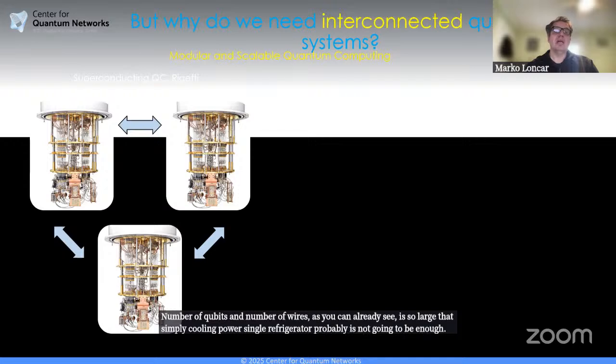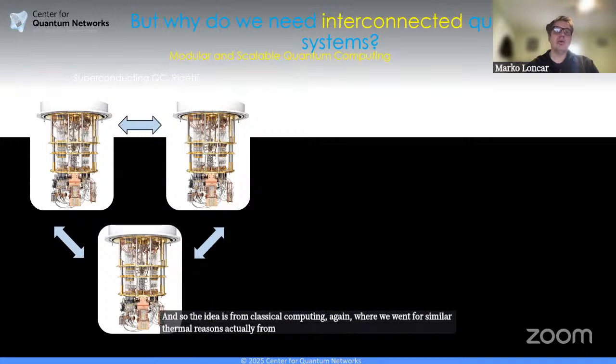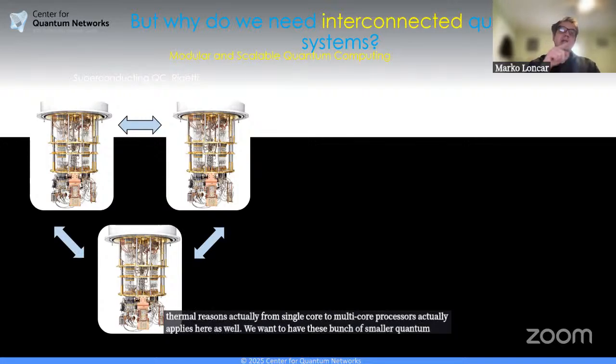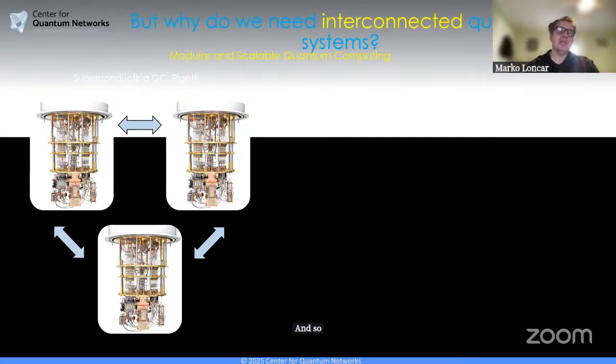And so the idea from classical computing, where we went for similar thermal reasons from single-core to multi-core processors, applies here as well. We want to have a bunch of smaller quantum computers that are connected. And so basically the connectivity is a quantum modulator, if you will.